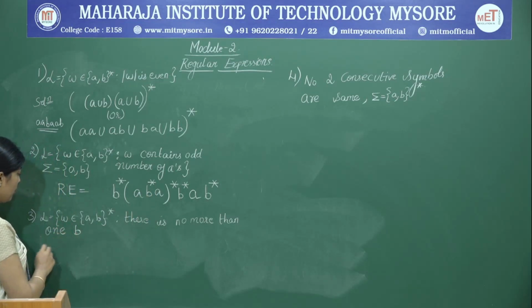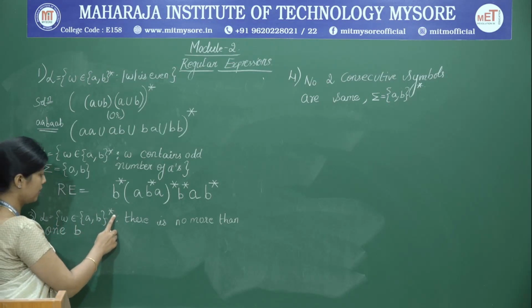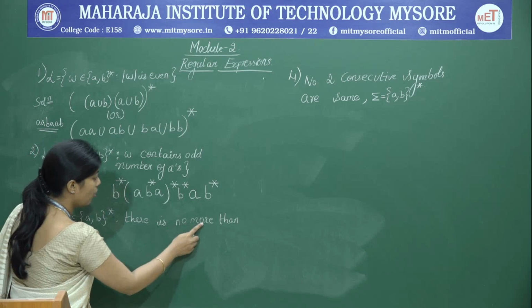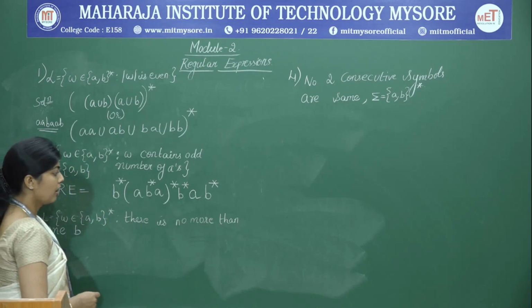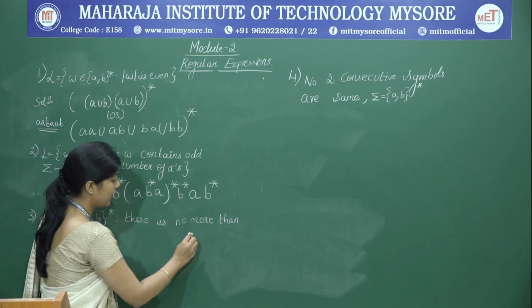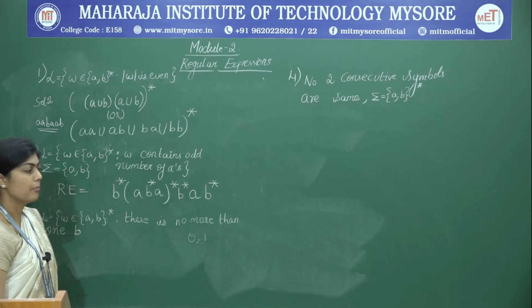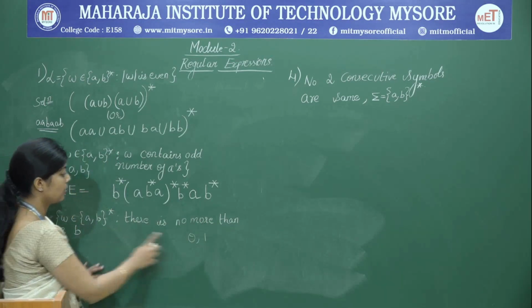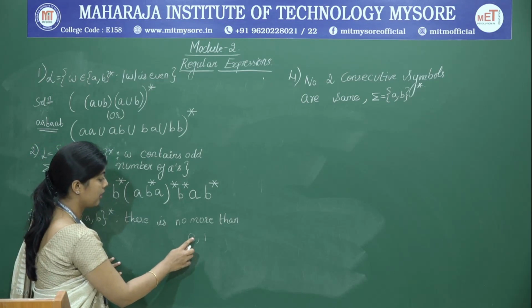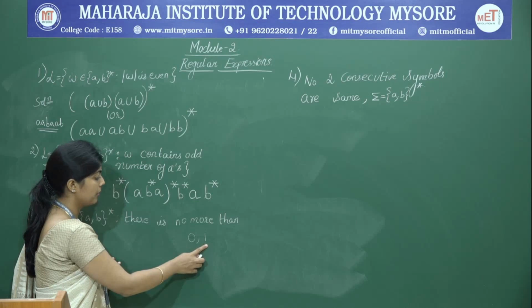Next, we have another problem statement. W belongs to {A, B}*. There is no more than one B. That means the number of B's can either be 0 or it can be 1, because they say there are no more than one B. So, the number of B's can be 0 or maximum it can just be 1 B.